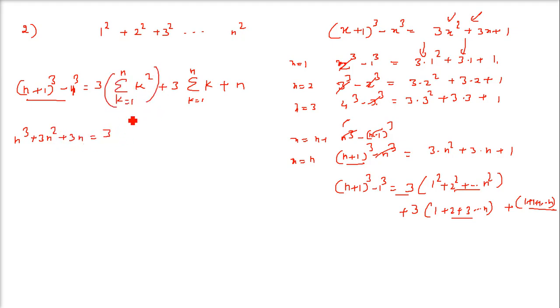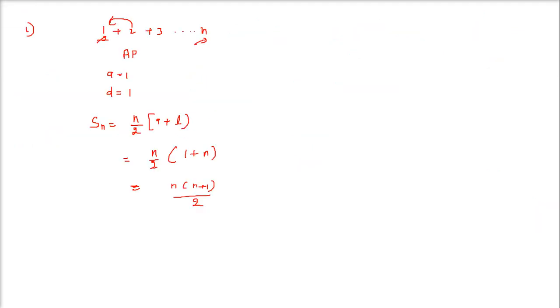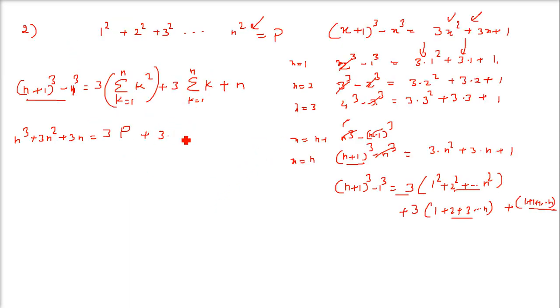Now this one I am taking as, say, p. Why? Because this is what we want. This is p. This is what we wanted. And plus 3 into sigma k, k equals 1 to n, we already know this. We have already seen this. This is n plus 1 by 2. So I can write it as n plus 1 by 2. And here we have n.